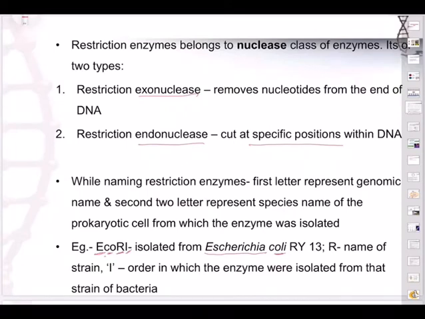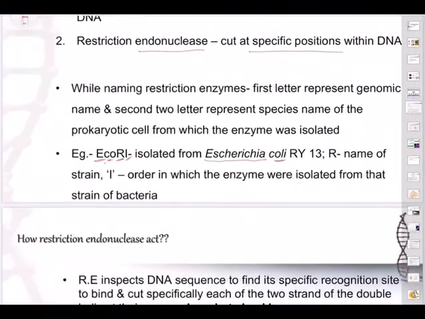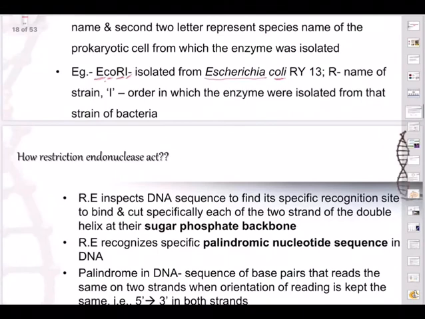This is how we name restriction enzymes. So EcoR1 stands for Escherichia coli, rough strain, and of course the sequence. If it is 1, it is the first enzyme that was isolated. If it is RY13, it is the 13th one. The number represents the sequence, right?